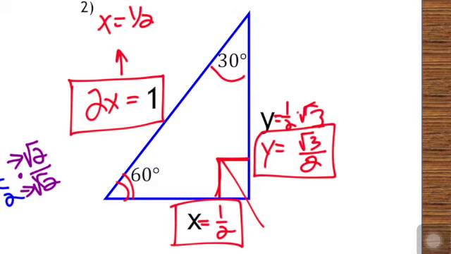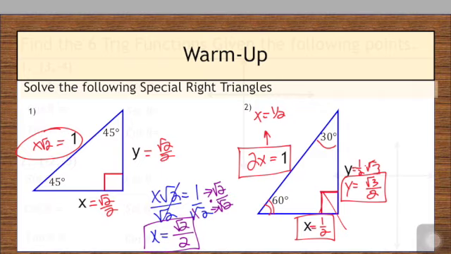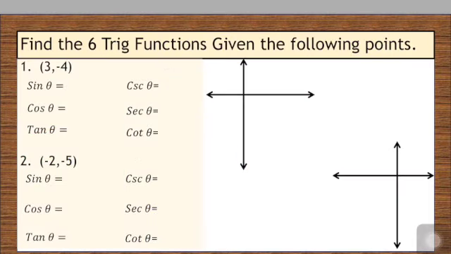All right, so get these side links down in your notes, and we'll come back to them later on in the lesson. Okay, so our first objective here is to be able to find the 6 trig functions when I'm given a point on the xy axis.